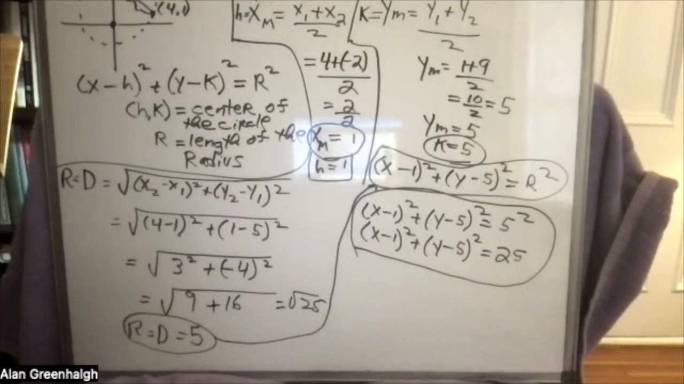Professor, what if we leave the square root of 25 in the equation just like that instead of 25? Is that wrong too?